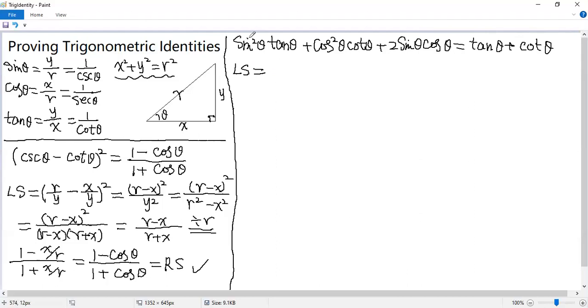Left side equals sine theta equals opposite y over hypotenuse r. So we get y over r, squared, tan equals opposite y over adjacent x. Cosine equals adjacent x over hypotenuse r. So squared, cotan adjacent over opposite y. Sine again y over r, cosine x over r.